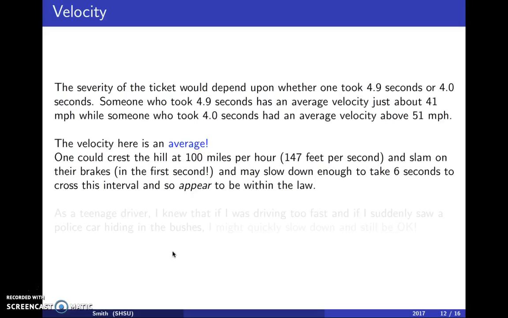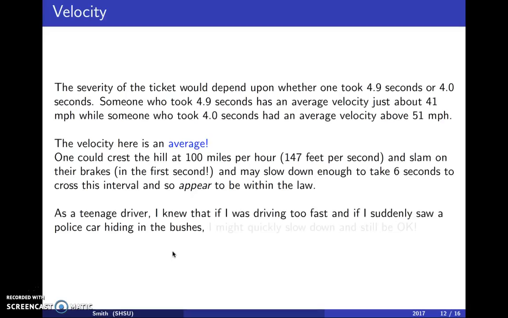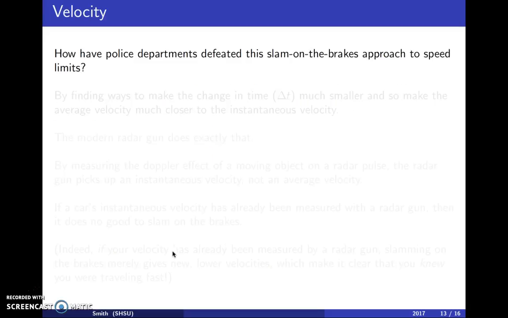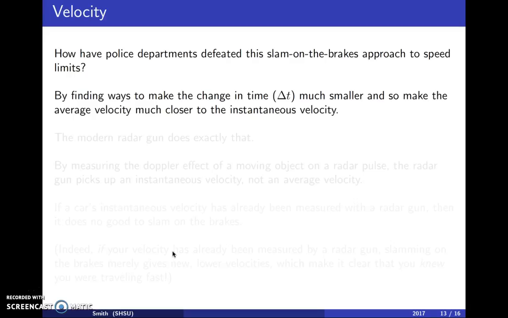All the police officers could measure was an average speed. As a teenage driver, I knew that if I was driving too fast and I suddenly saw a police car off in the bushes, I might quickly slow down and maybe still be okay. In the 50 years since then, how have police departments defeated this slam on the brakes approach to speed limits? By finding ways to measure the change in time in much smaller intervals and so make the average velocity much closer to the instantaneous velocity.